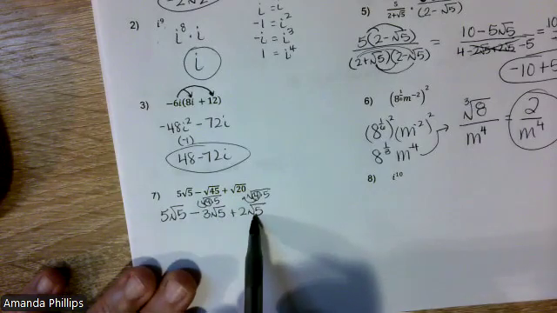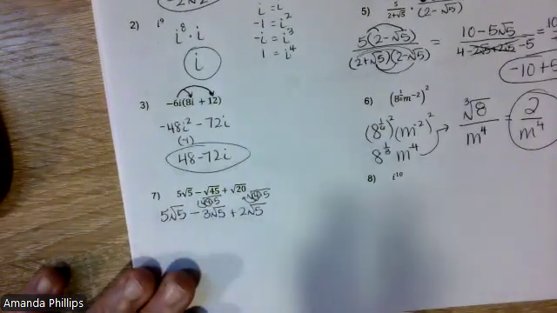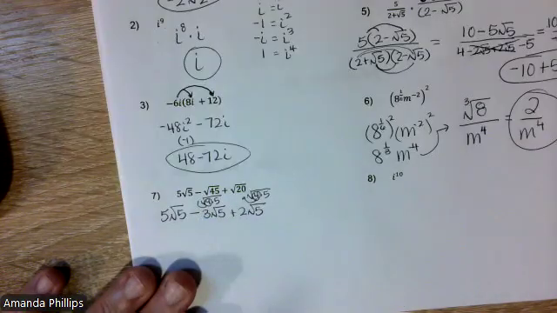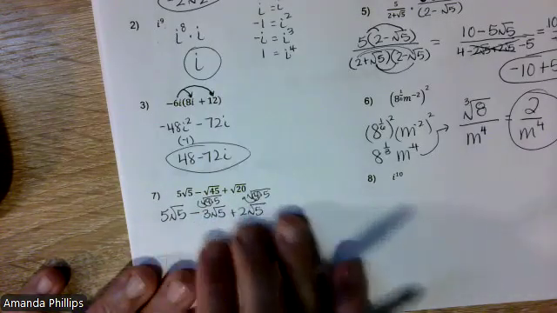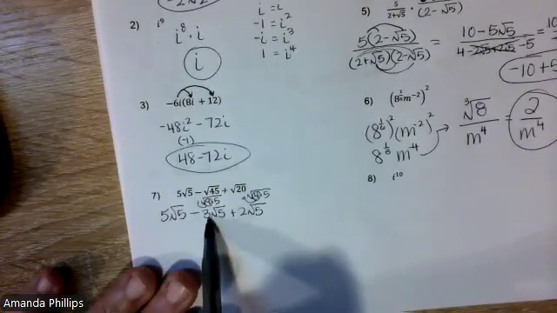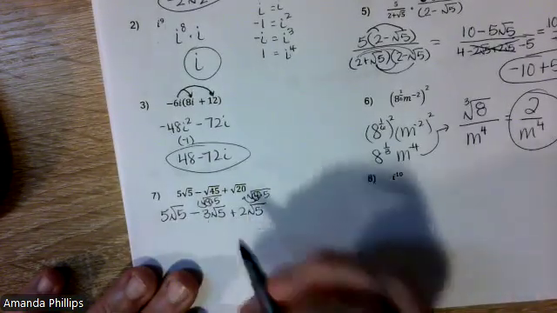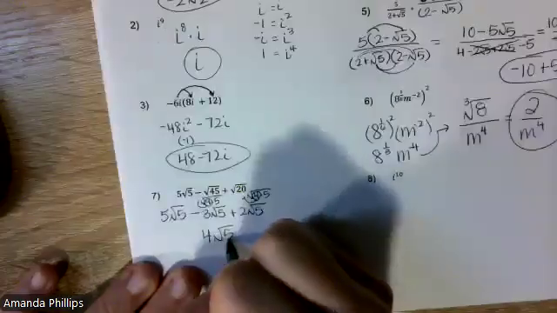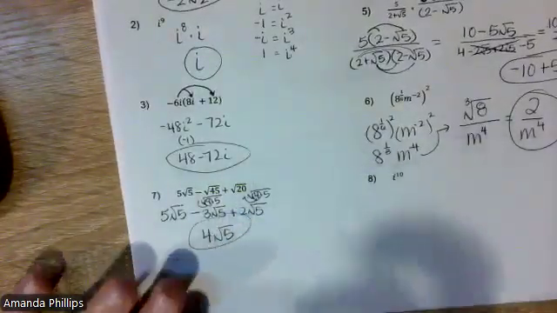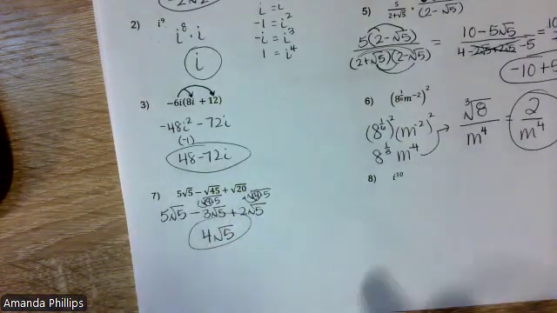All of these are square roots of 5, so now treat them just like variables, right? I'm not doing anything with the square root of 5. It just tells me that I can put these together. So 5 minus 3 is 2, and 2 plus 2 is 4. So 4 square root of 5. Boom, that's it. Okay. All right, here we have another one.